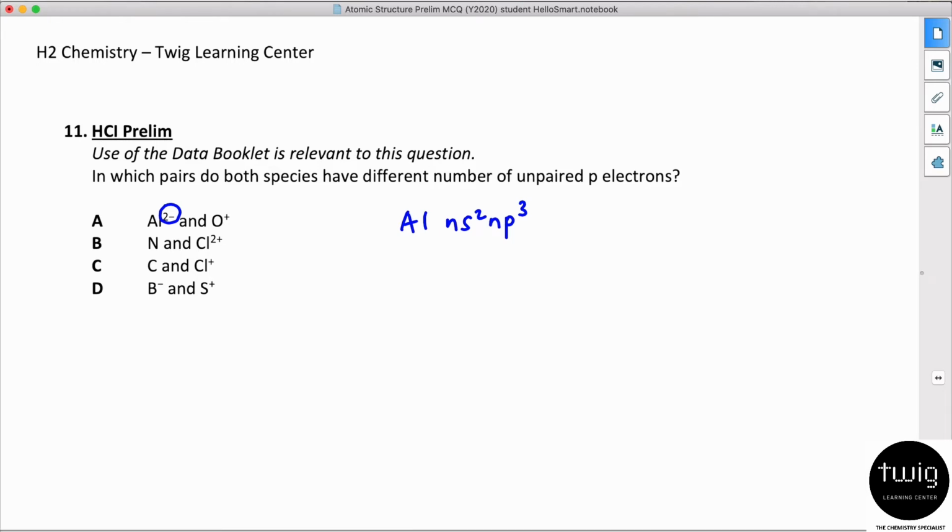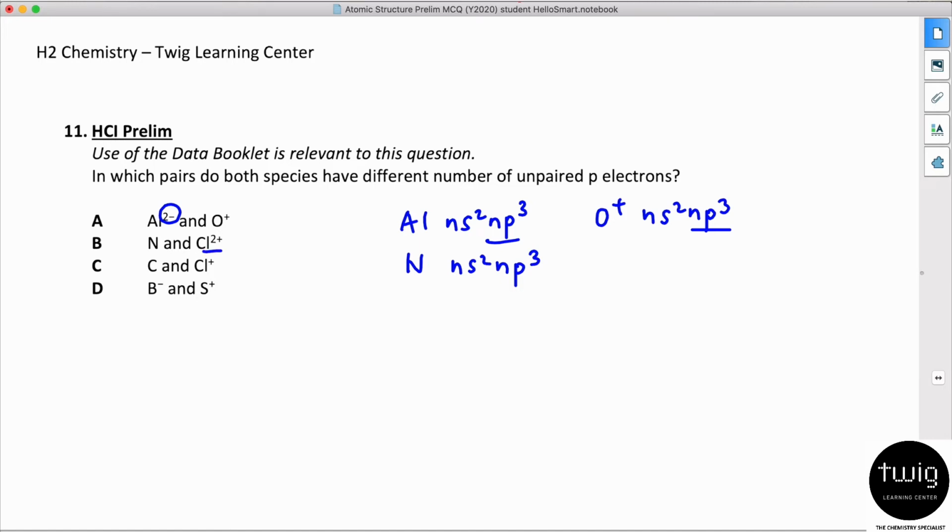Okay, for aluminum. So O plus. Oxygen actually has 6 valence electrons, but once you take away 1, it becomes 5. So it's actually ns2 np3. So they have the same number of unpaired p electrons. See that? Okay, look at nitrogen. Nitrogen valence shell is ns2 np3 because it has 5 electrons in the outermost shell.